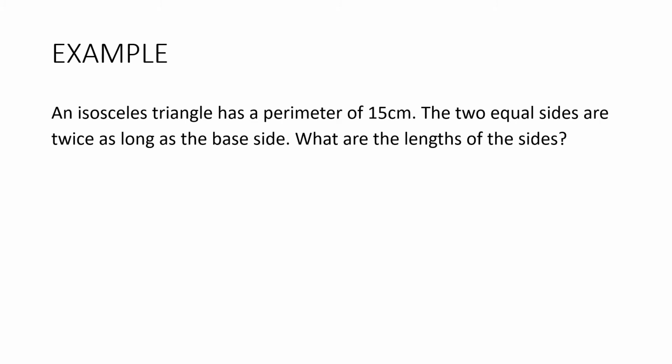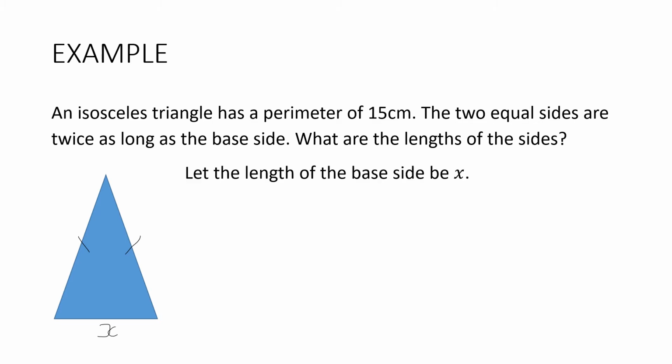Here's our third example. An isosceles triangle has a perimeter of 15 centimeters. The two equal sides are twice as long as the base side. What are the lengths of the sides? So, a diagram is a really good idea here. Here's an isosceles triangle, and these dashes indicate that these are the equal sides. Let's define a pronumeral. Let the length of the base side be x. That means that these two sides must be 2x.